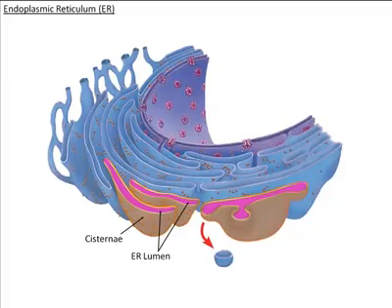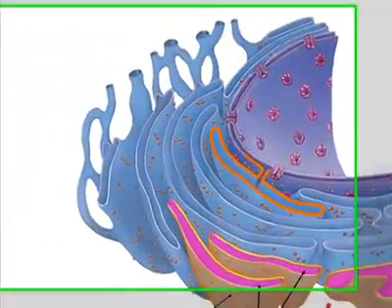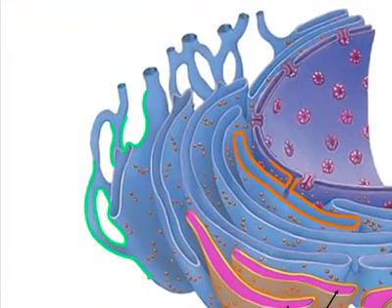The membrane of the endoplasmic reticulum and the membrane of the nuclear envelope are continuous with each other, and as a result, the intermembranous space between the membranes of the envelope is also continuous with the lumen of the ER. And the ER is divided into two different sections, the smooth ER and the rough ER.